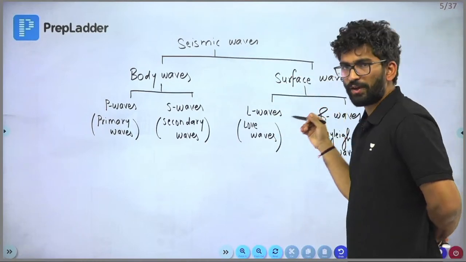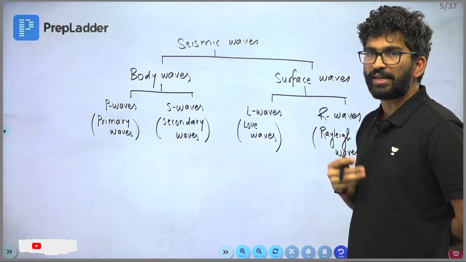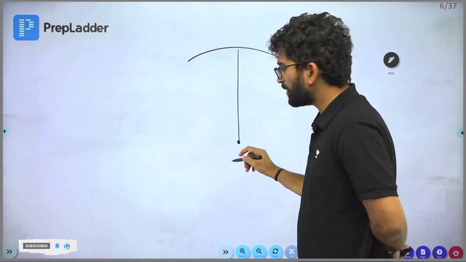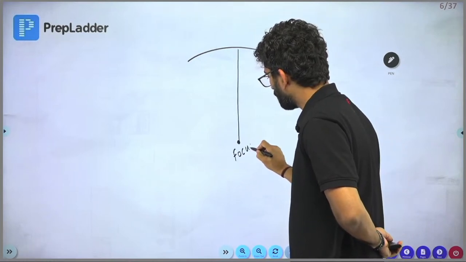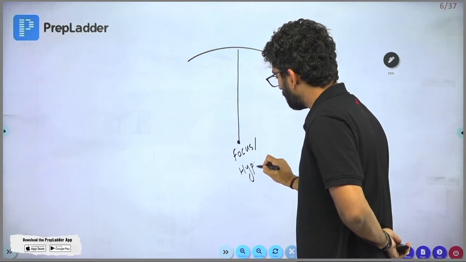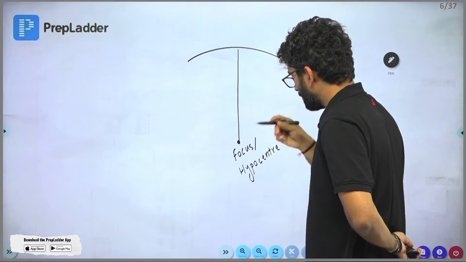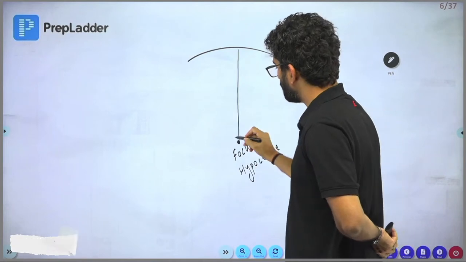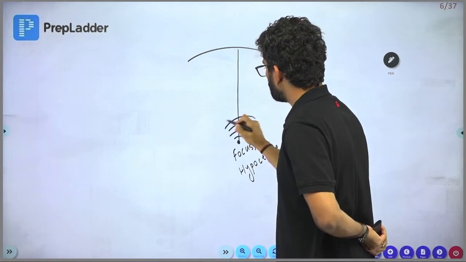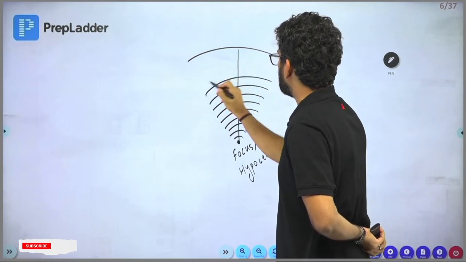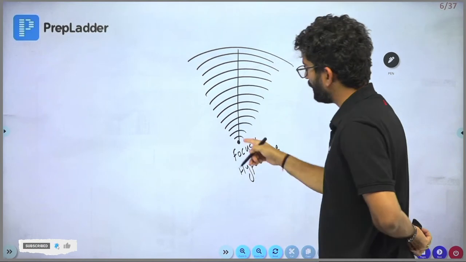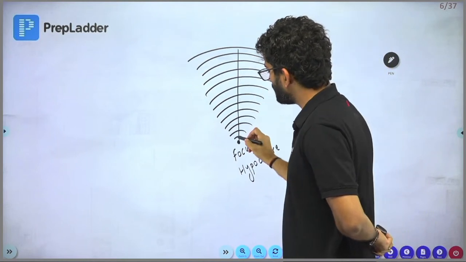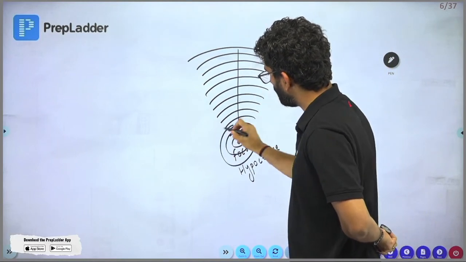When we say surface waves, the name itself will tell you that this particular wave gets created on the surface of the earth, alright? Within the earth, the place where it gets created is called focus, or it is also called hypocenter. Focus or hypocenter is where the seismic waves will form. Now, these seismic waves will create vibrations, and that will come all the way over the surface. When body waves generate, they will travel all the way over the surface. They will always travel like this. So this is the movement of these waves.